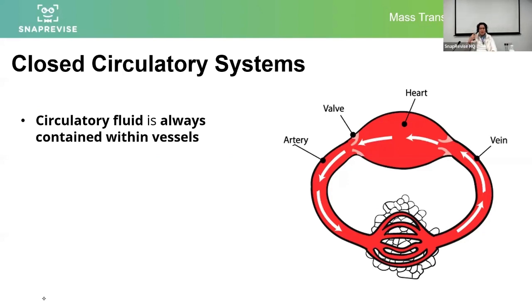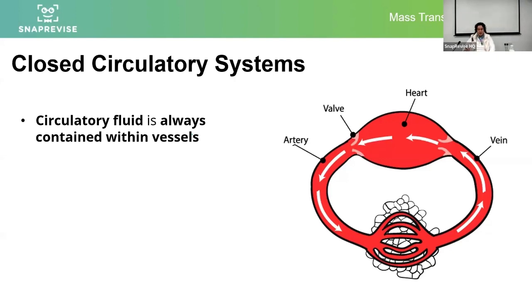Some organisms, very simple organisms, things like small insects, have an open circulatory system, which means that the circulatory fluid, basically the blood for mammals, but in other animals it might not be called blood. So it's better to use the term circulatory fluid, it's more general. In a closed system it is always contained within vessels, whereas of course in an open one, it's not.